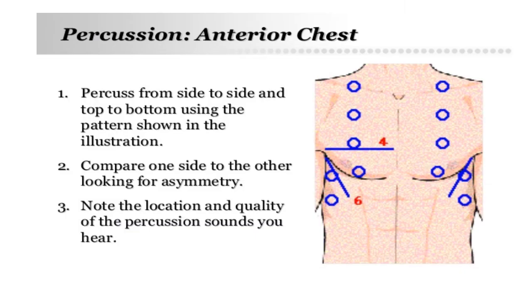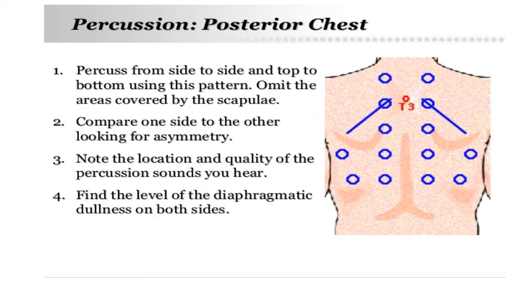So this is the front part of the chest, and you have to percuss on all the areas which are shown here in the blue color. So these are the areas you have to percuss here. And similarly, for the back of the chest, you have to percuss on all the areas which are shown in the blue color.